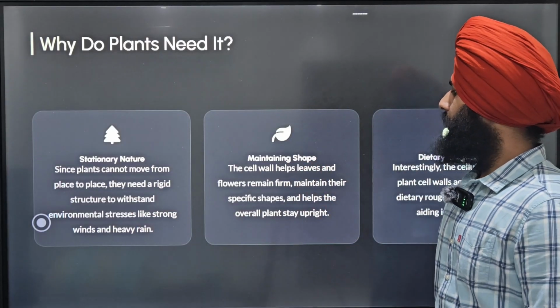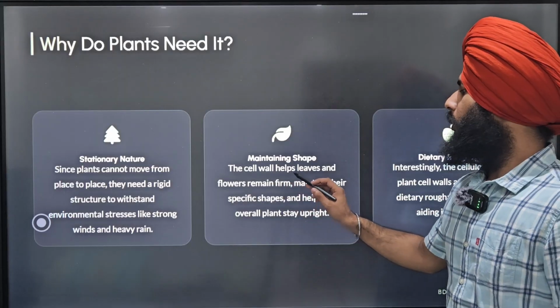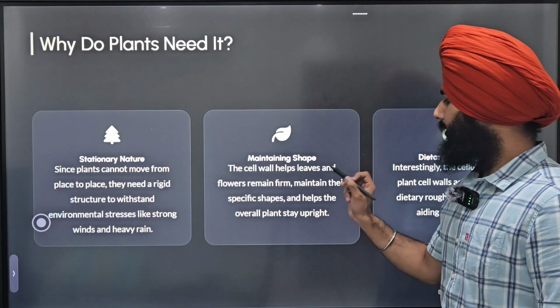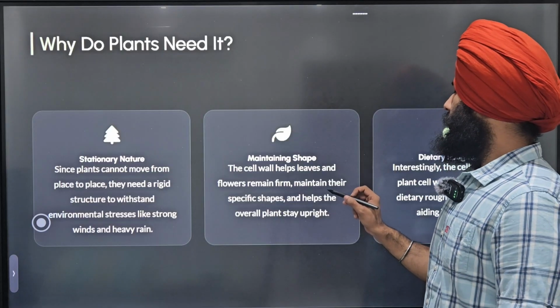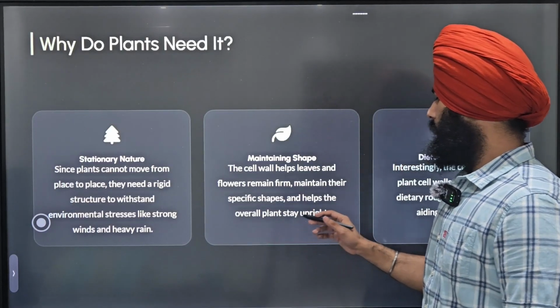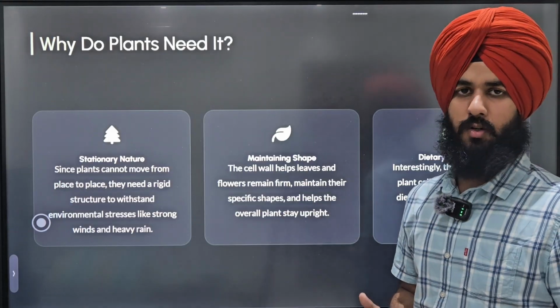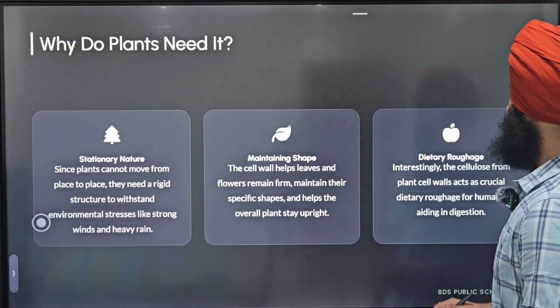The other thing is maintaining shape. The cell walls help leaves and flowers remain firm, maintaining their specific shape, and help the overall plant stay upright. So they provide rigidity, they provide strength, and they provide the shape.